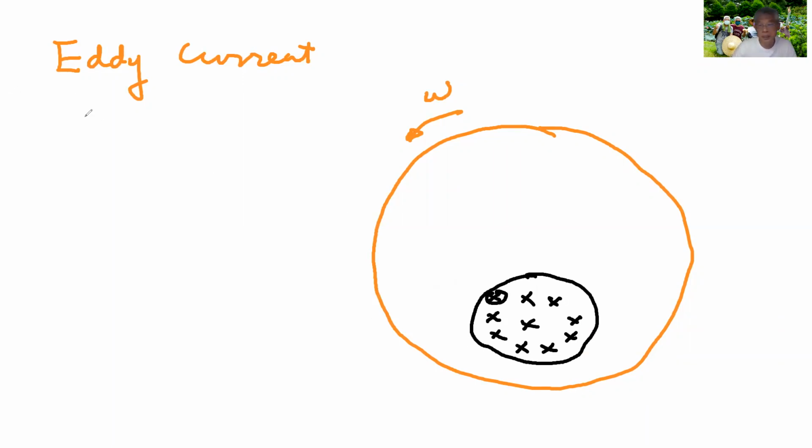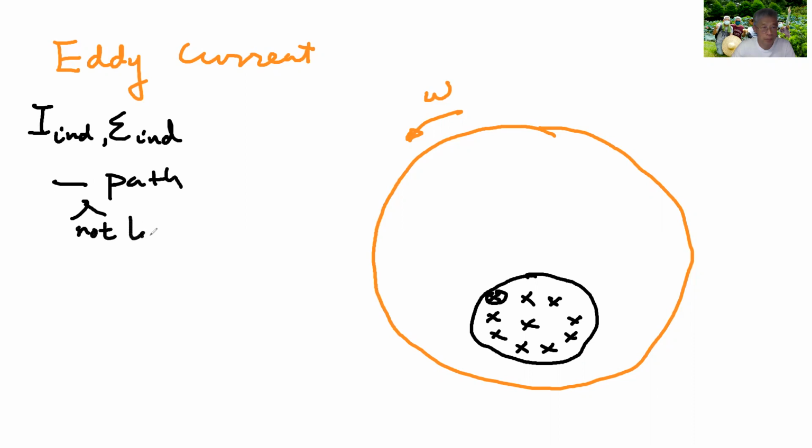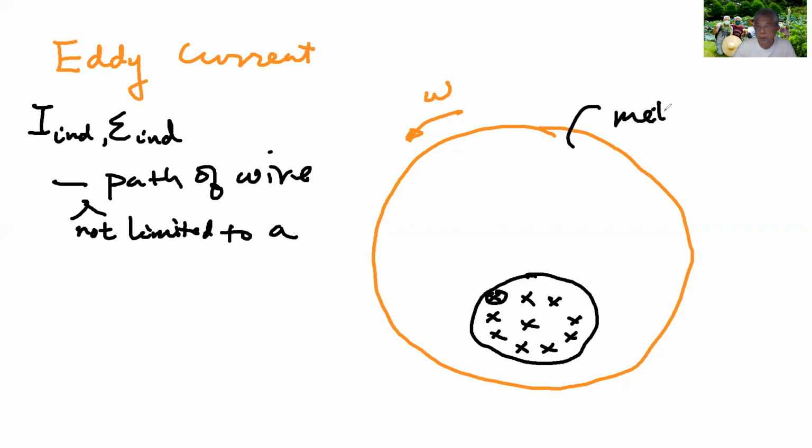Now, what eddy current is, is that this induces an I induced, or epsilon induced. This is not limited to a path of a wire. So it can be, this is a metal disc.